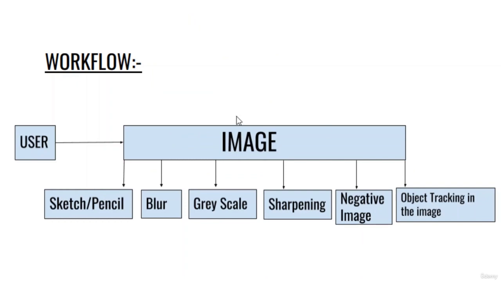Now let us discuss the workflow of this project. Basically, the user will be giving an input image and will be asked to select any of the options such as sketch, blur, grayscale, sharpening, native image and object tracking. We will be writing the code for each of these operations in Django and serving them through Django. Basically, we'll be using OpenCV modules to do the image processing. So this is all about the image techniques that we are going to serve in this application. So let us go to views.py and write the code.